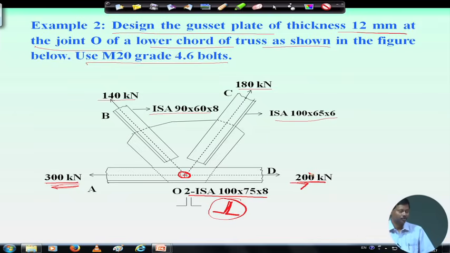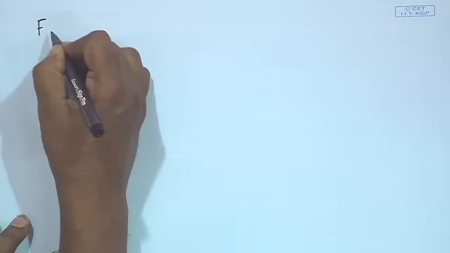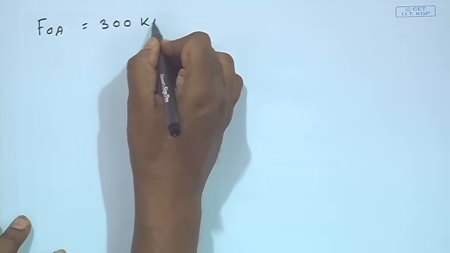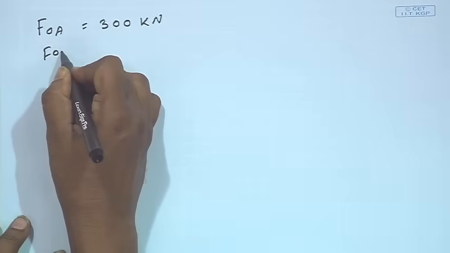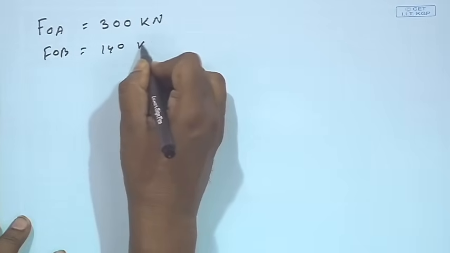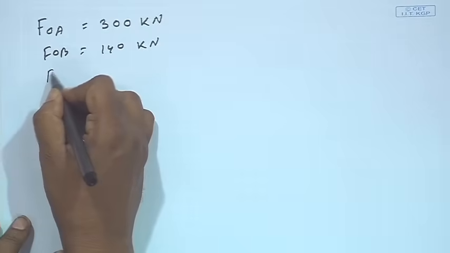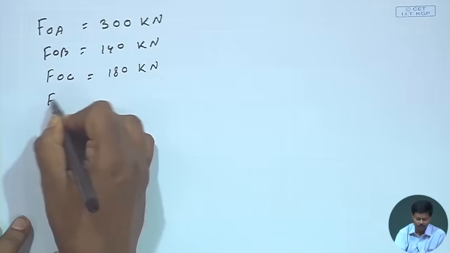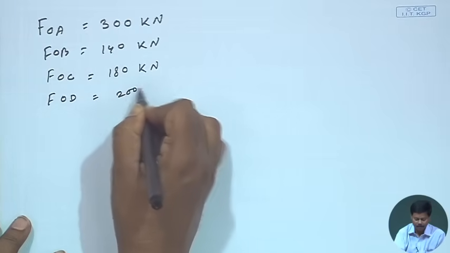Now, let us see how to design this plate and how to find out the length of the gusset plate in different directions and how to find out the size of the section. So, the given things are like this: the force on OA is 300 kilonewton, the force on OB was 140 kilonewton, the force on OC was 180 kilonewton, and the force on OD was 200 kilonewton, right.